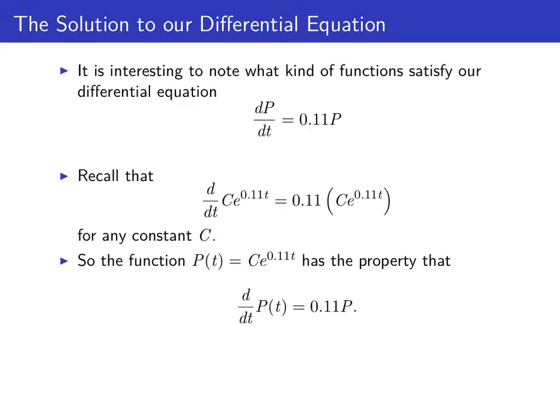So the function p of t equals some constant times e to the 0.11t has the property that the derivative of p of t is just 0.11 times p.